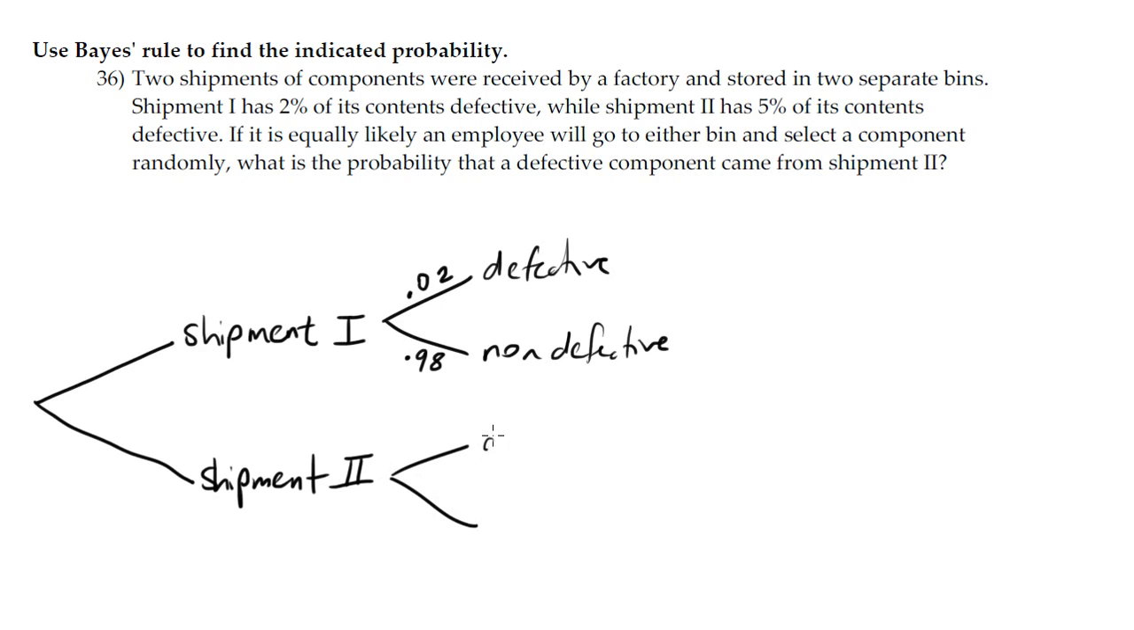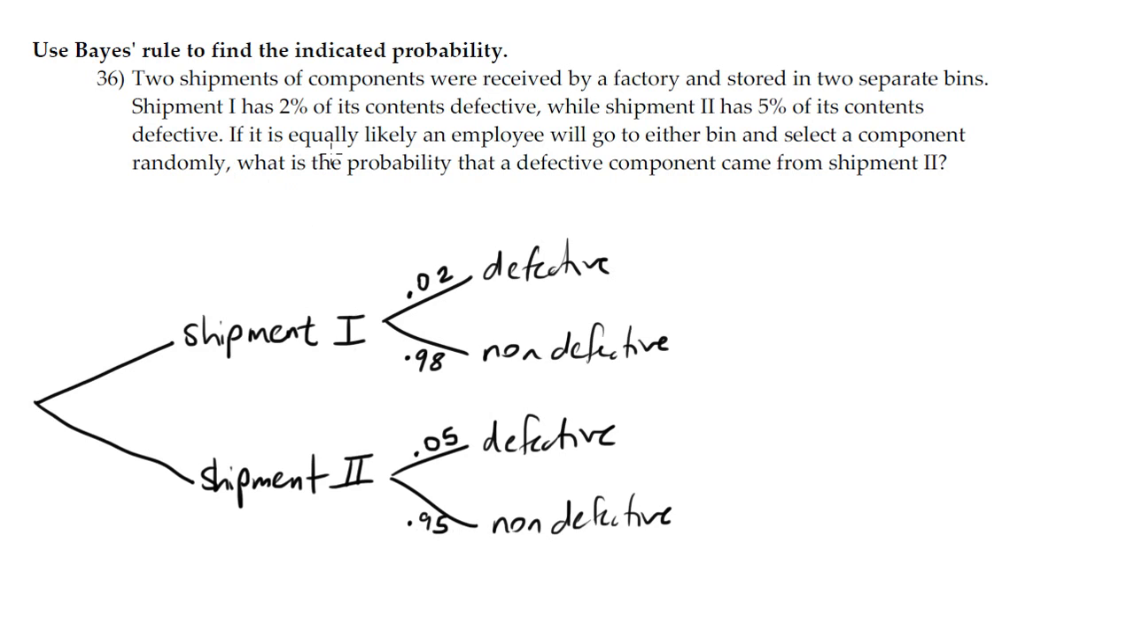Shipment 2 has the same setup, has defective products, and it has non-defective products. Shipment 2, 5% of its contents are defective, that's 0.05. And so non-defective would be 95%, no?